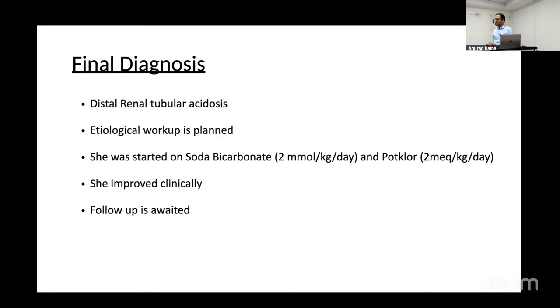You have started, so now you have diagnosed it as distal RTA with hypokalemia. Now the question is, what happens to potassium once you start bicarbonate in proximal RTA and in distal RTA? In proximal RTA, sir, there will be hypokalemia on treatment. And in distal RTA, the potassium levels tend to improve as you treat. Why?